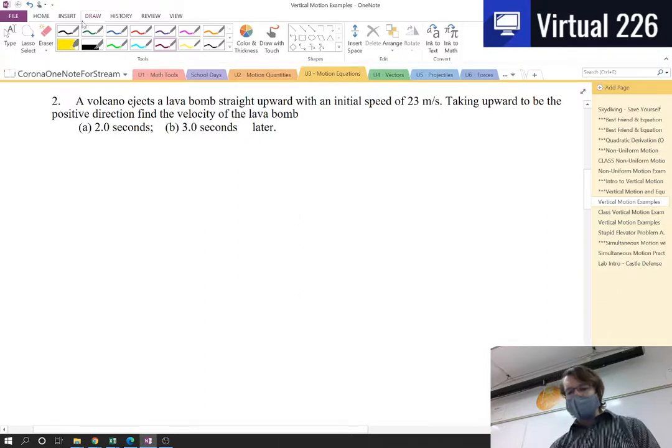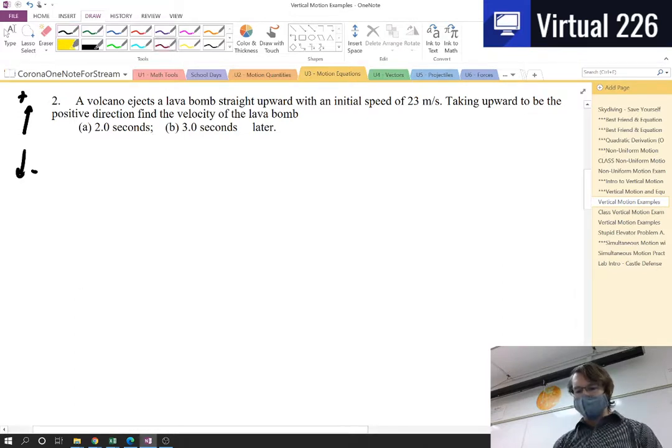Okay, so in our second Unit 3 C2 problem for vertical motion, we have a volcano ejecting a lava bomb straight upward with an initial speed of 23 meters per second. If we take upward to be positive, so classically up is positive and down is negative, we're looking for the velocity of the lava bomb after 2 seconds and then 3 seconds.